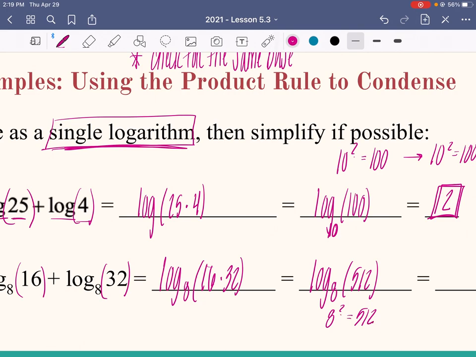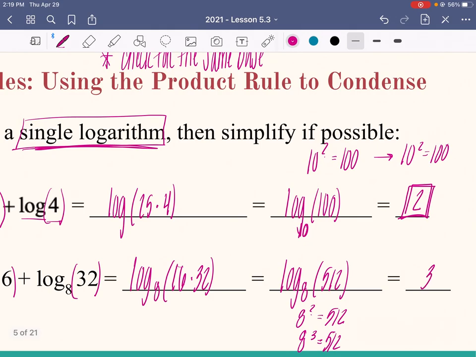And when you're doing this, don't worry, I don't expect you to know this off the top of your head. What I would expect you to do is plug some of these values into your calculator. So try 8 to the power of 2, 8 to the power of 3, 8 to the power of 4, etc. Okay, so 8 to the power of 3 is 512, and as soon as you find that, you're good and you've got your answer.